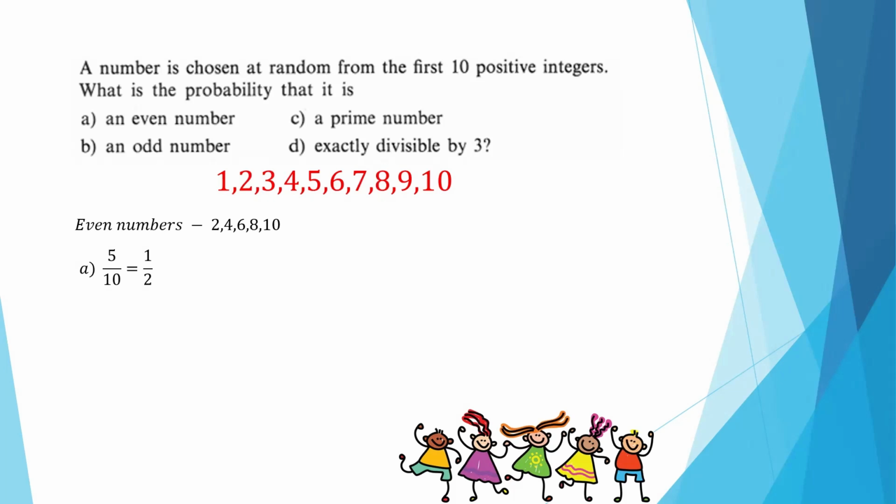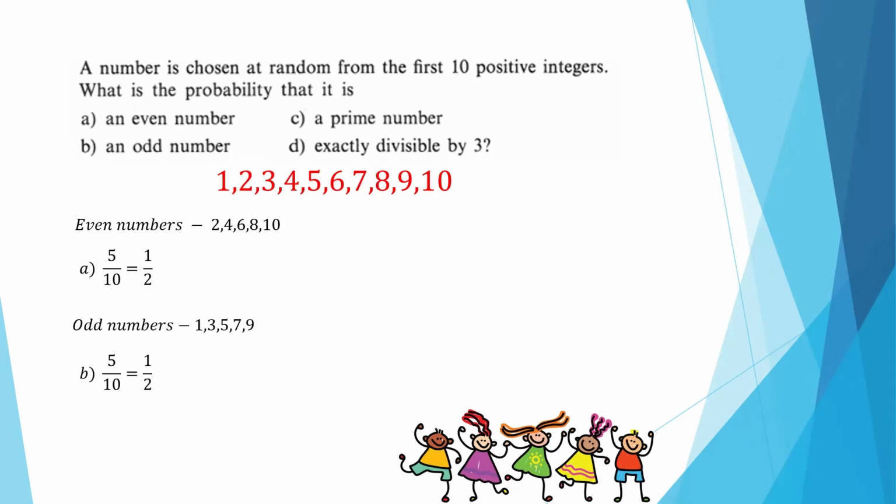Let's move to the odd numbers. Here you can see 1, 3, 5, 7, 9. So here also 5 odd numbers are there. The probability is 5 over 10, so that is half when you simplify.